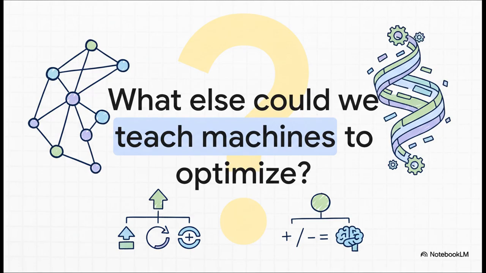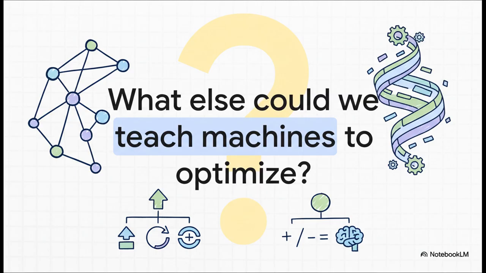So let me leave you with this final thought, because this is where things get really wild. This technique isn't just for neural networks. It's a way to find the slope of improvement for pretty much any computer program you can write. This idea is so big, it has its own name, differentiable programming.